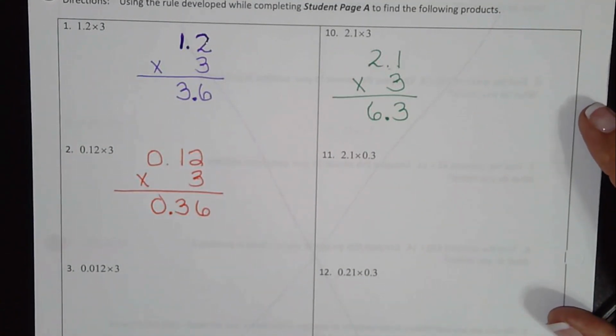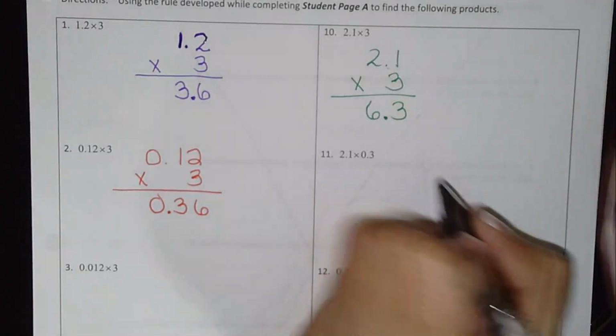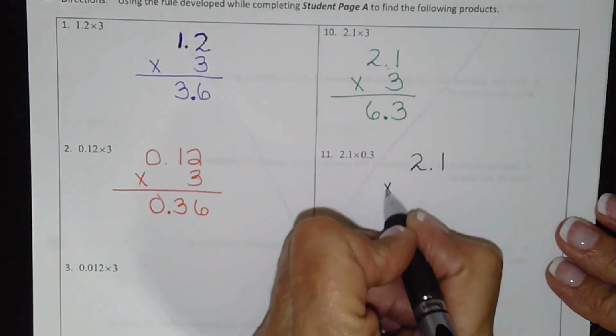So this is a pretty fun, easy section, right? Very long, but fun and easy. Okay, next one, and then you guys can try some on your own.